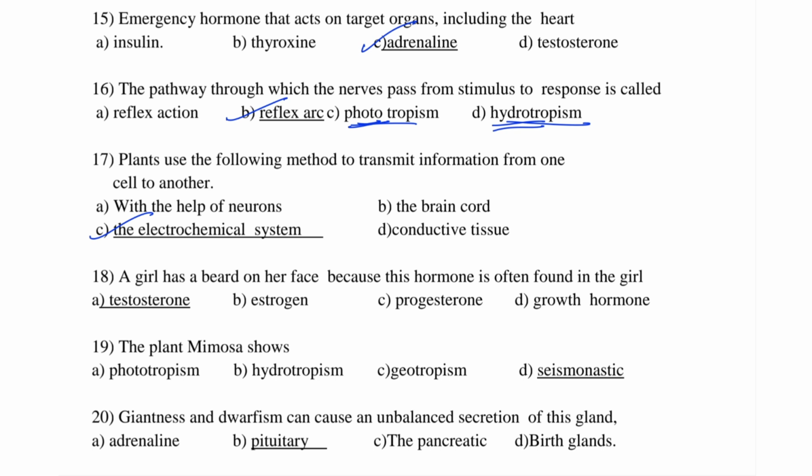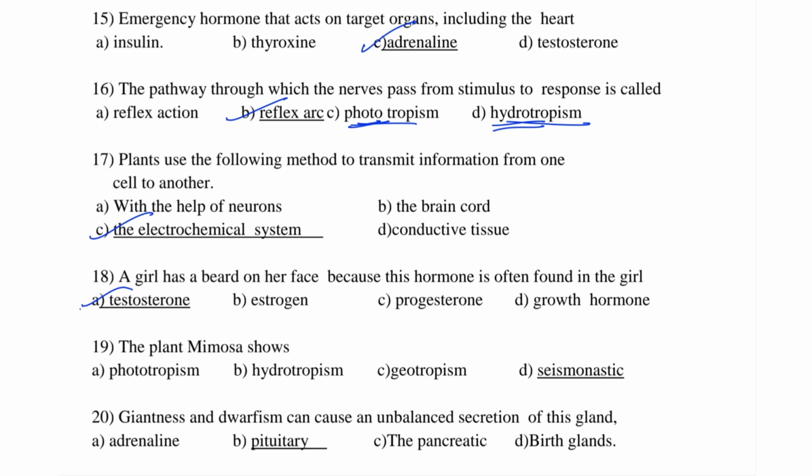Question number 18. A girl has a beard on her face because of this hormone often found in the girl. Option A, testosterone. Option B, estrogen. Option C, progesterone. Option D, growth hormone. The correct answer here is option A, testosterone. Testosterone is the male hormone. Because of the release of more testosterone hormone, the girl has a beard on her face.